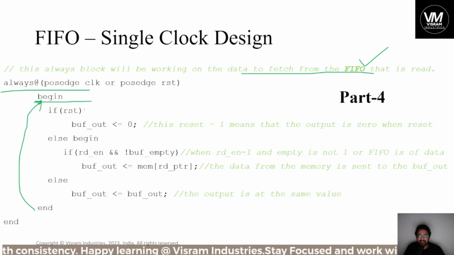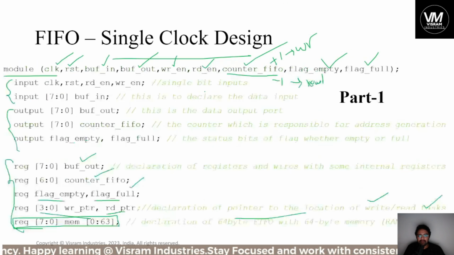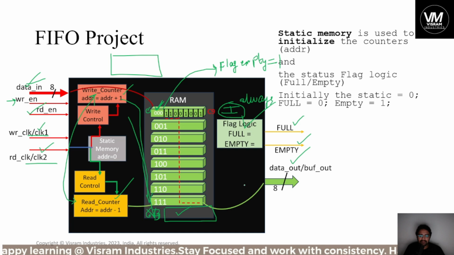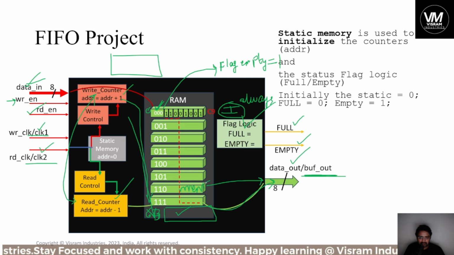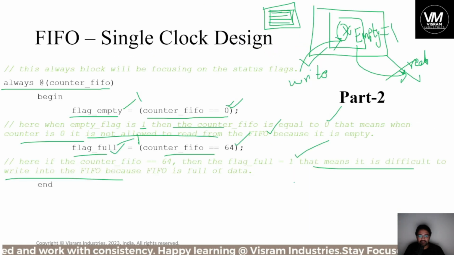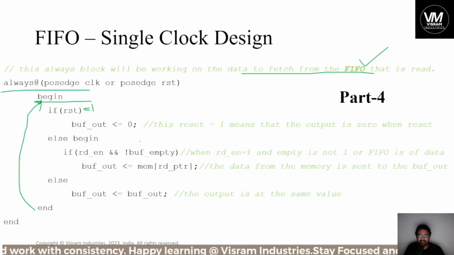In between, if reset is equal to 1, where do we need to write the data? We need to read the data into buff out. So consider this memory, and from that memory location as well, you need to write into buff out. So that is what we are aiming for in the read.